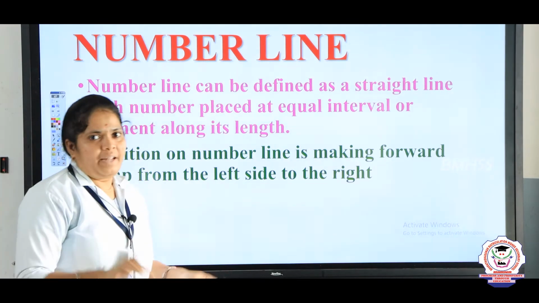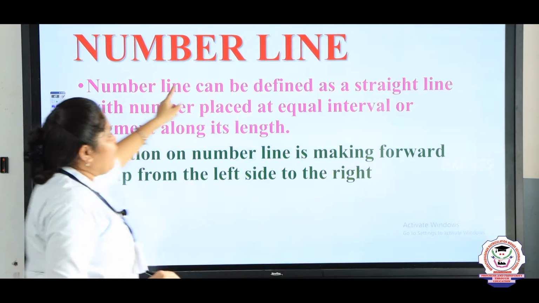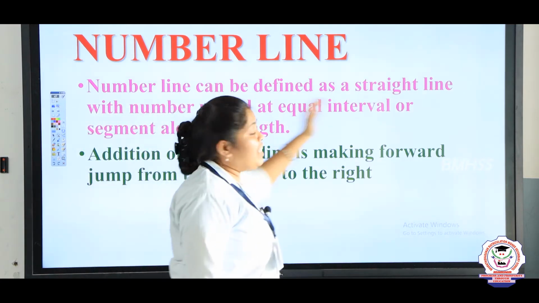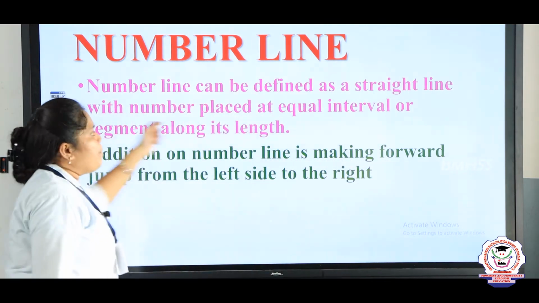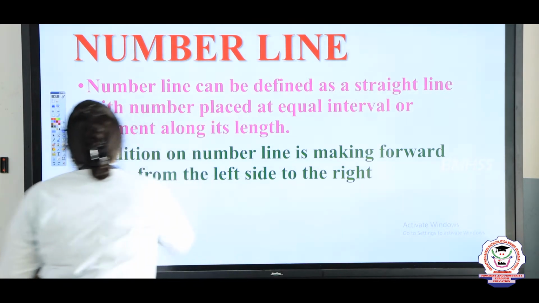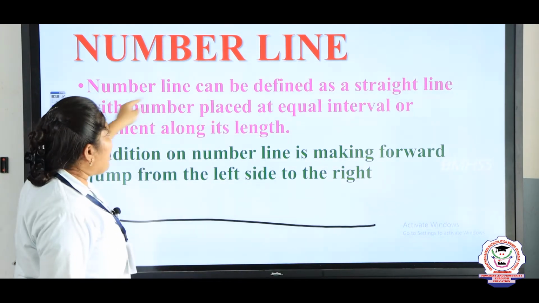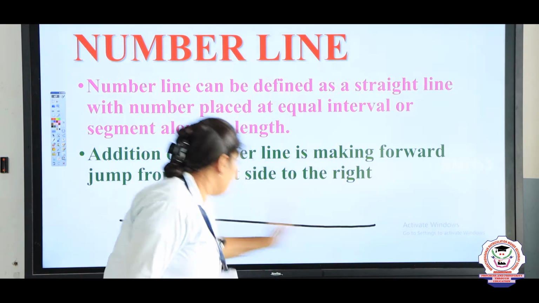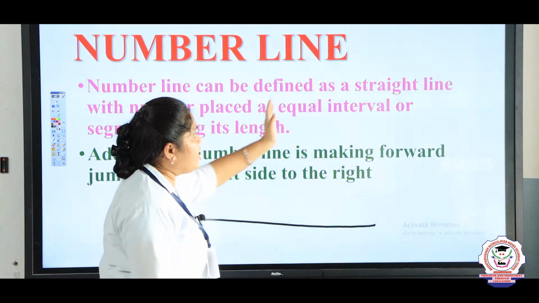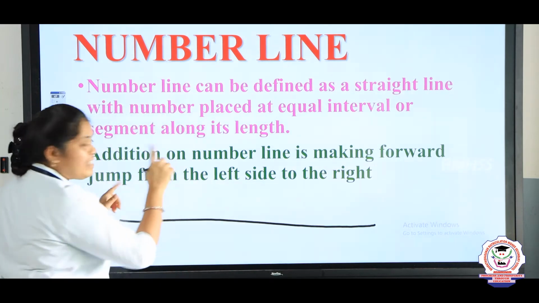See here, number line. First we should know what is the meaning of number line. The number line can be defined as a straight line with numbers placed at equal intervals or segments along its length. What is the meaning of this? They will give a straight line. Listen here, this is your straight line. So the number line can be defined as a straight line with the numbers placed at equal intervals or segments along its length.